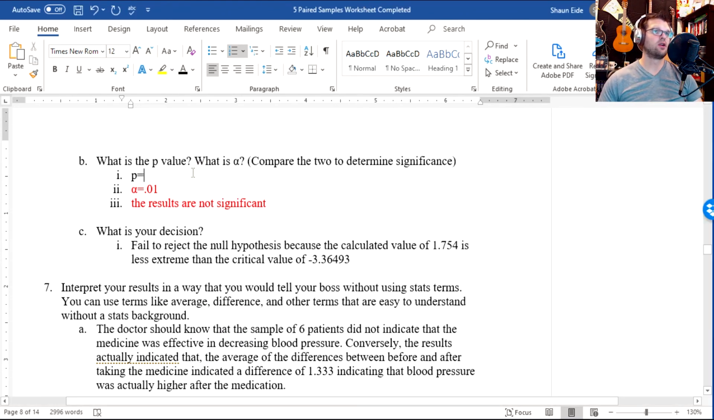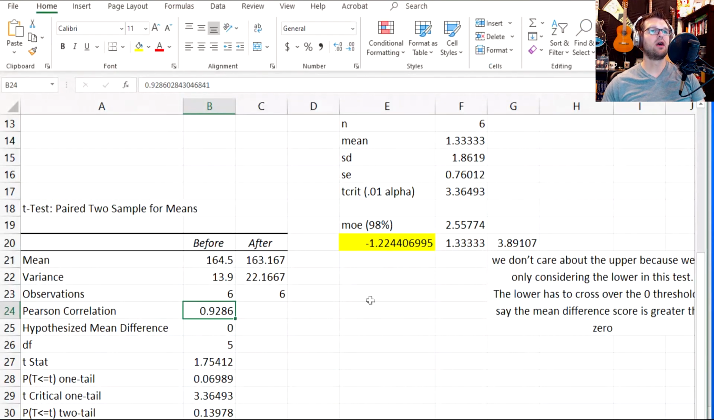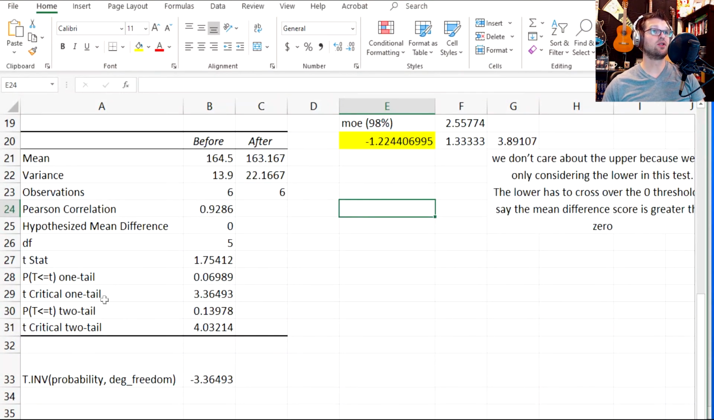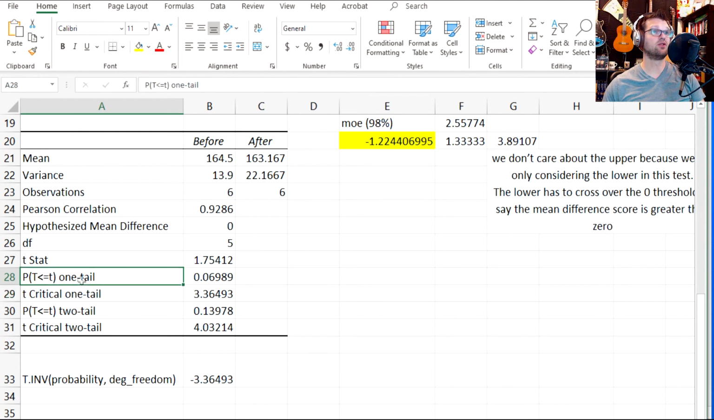So in order to calculate the p-value, what I'd suggest, you can go to the z-table if you want to, but a much more accurate way of doing it is, number one, you can just go straight over here to the p, what's it called? You've got the t-stat and the critical value, and then you've got the p-value of that t-statistic if it's a one-tail, and the p-value of the t-statistic if it's a two-tail.